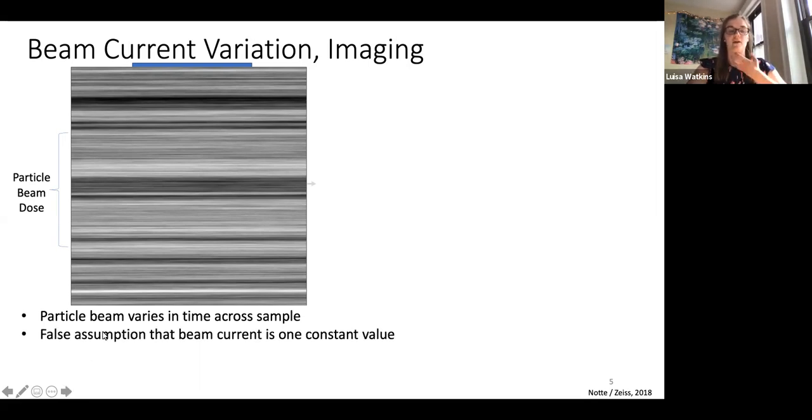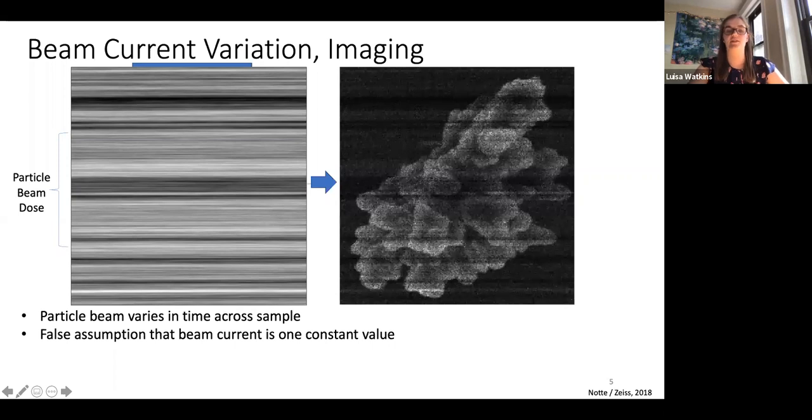Very often there's this false assumption that this beam current is one constant value. It's assumed to be one value, but it actually changes as we go across the sample. This leads to effects in the reconstructed image: you can see how these stripes affect it, because the darker stripes in the dose go along with darker stripes in the reconstructed image.